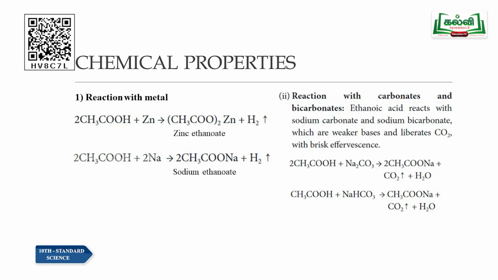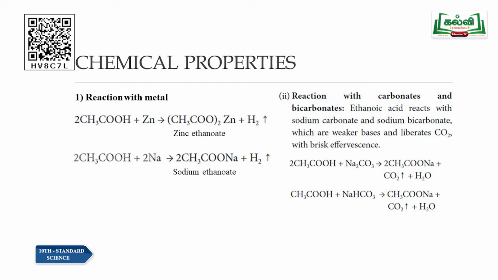Let us now see the chemical properties of acetic acid. Acetic acid reacts with metals to give rise to the metal ethanoate with the evolution of hydrogen. We are given two metals. The first one is zinc. Acetic acid reacts with zinc to give zinc ethanoate and hydrogen. It reacts with sodium to give sodium ethanoate and hydrogen. So, the hydrogen in the acid is replaced by the metal.